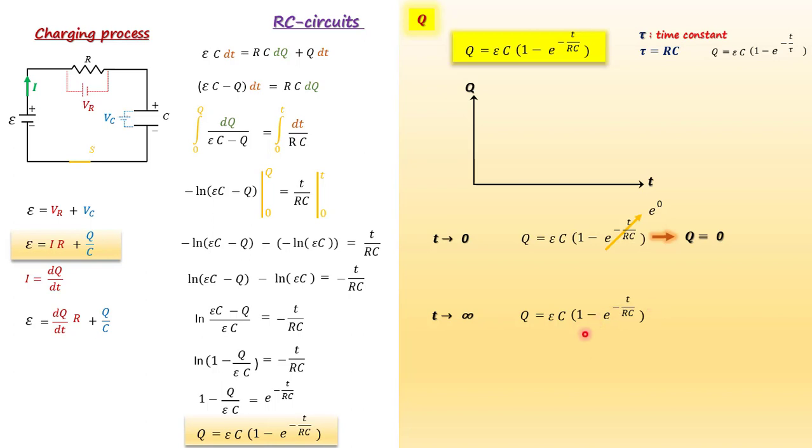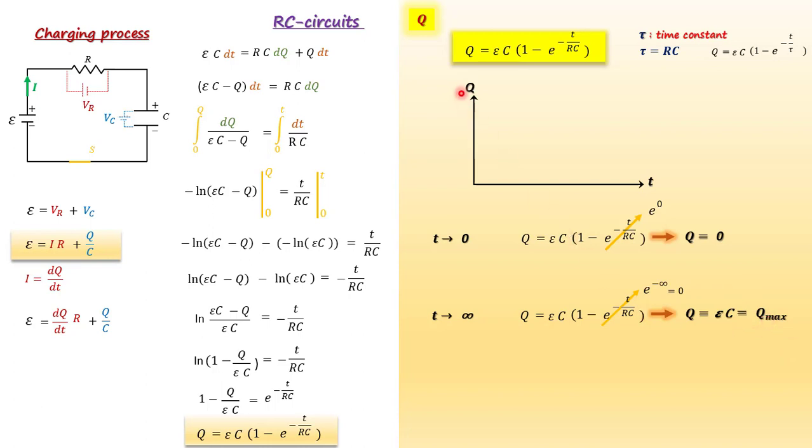Now, this is our main equation. So when you put t equal to infinity here, that part will be e to minus infinity, which is 1 over infinity, and the result is 0. So that part will disappear. So the charge is just epsilon times C. So this is the maximum value you can get, actually.